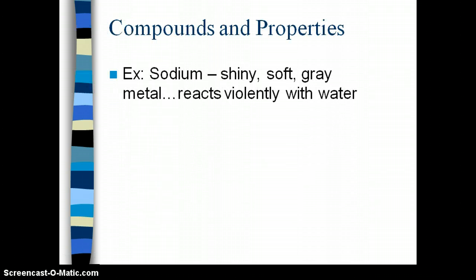So compounds and properties, we're going to give you an example of this. For example, sodium is a shiny, soft gray metal, and it reacts violently with water. So if we're looking at physical properties, that would be shiny, soft, gray, and metal. And chemical property would be that it reacts violently with water. It actually will have a little explosion.